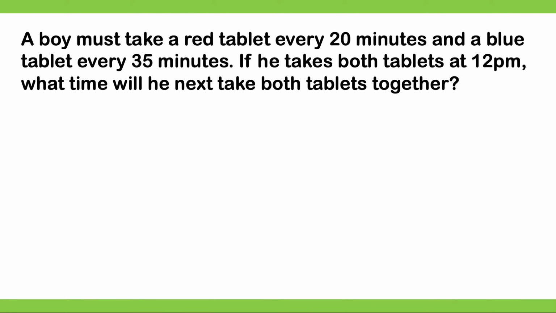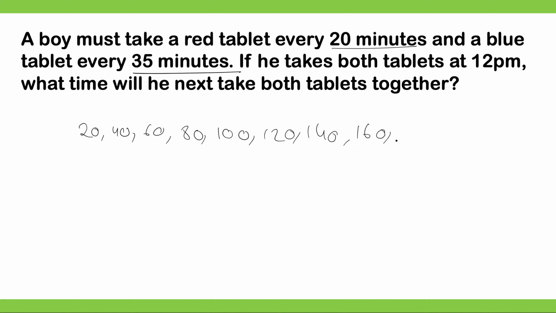Okay, next question, a boy must take a red tablet every 20 minutes and a blue tablet every 35 minutes. If he takes both tablets at 12 p.m, what time will he next take both of the tablets together? So over here we need to work out the time. Let's work out the multiples first. Let's write out the 20 times table and 35 times table: 20, 40, 60, 80, 100, 120, 140, 160, 180, 200 and so on.